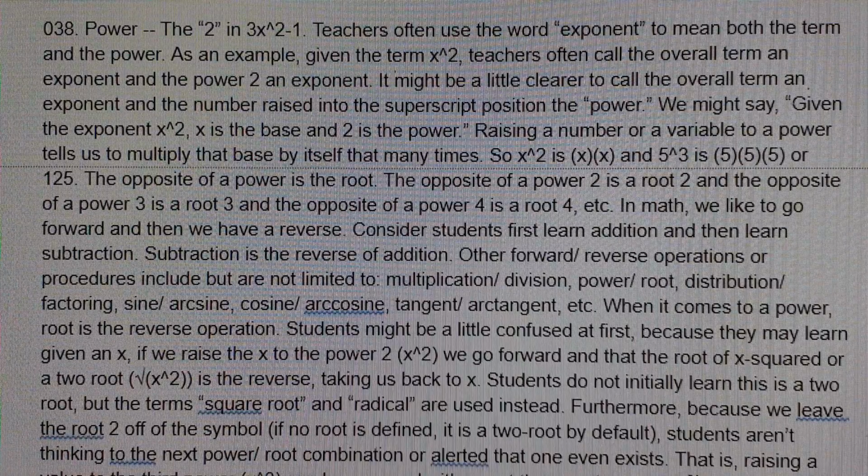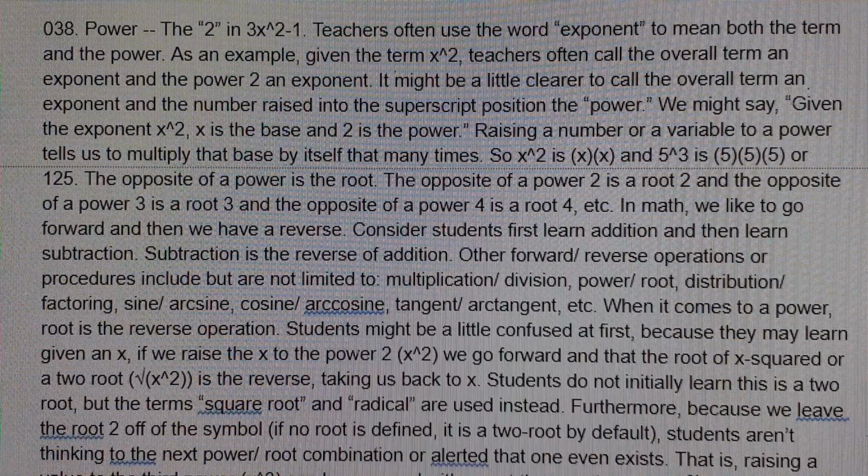Furthermore, because we leave the root 2 off of the symbol (if no root is defined, it is a 2 root by default), students aren't thinking to the next power/root combination, or alerted that one even exists. That is, raising a value to the third power, x cubed, can be reversed with a root 3 or a 3 root, the third root of x cubed, to get back to x.